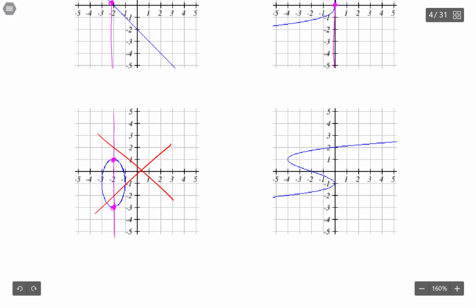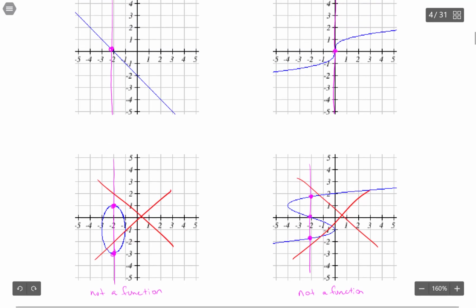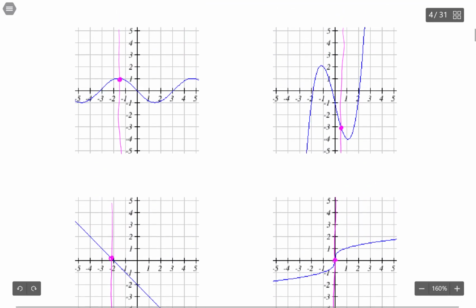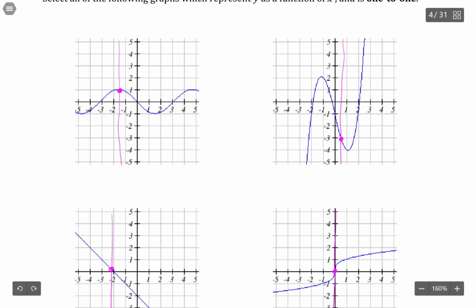Now the next set. Here we have one vertical line that touches the graph at multiple points. In fact, this time I have three, so this is not a function. And since it fails that vertical line test, we don't need to test to see if this graph is one-to-one. If it's not a function, we throw it out. So that leaves us with determining which of these are one-to-one.